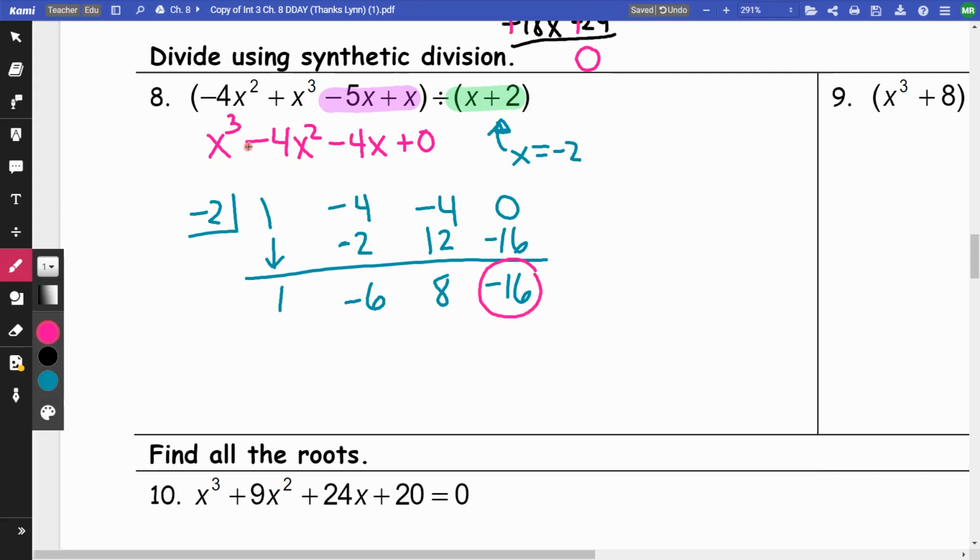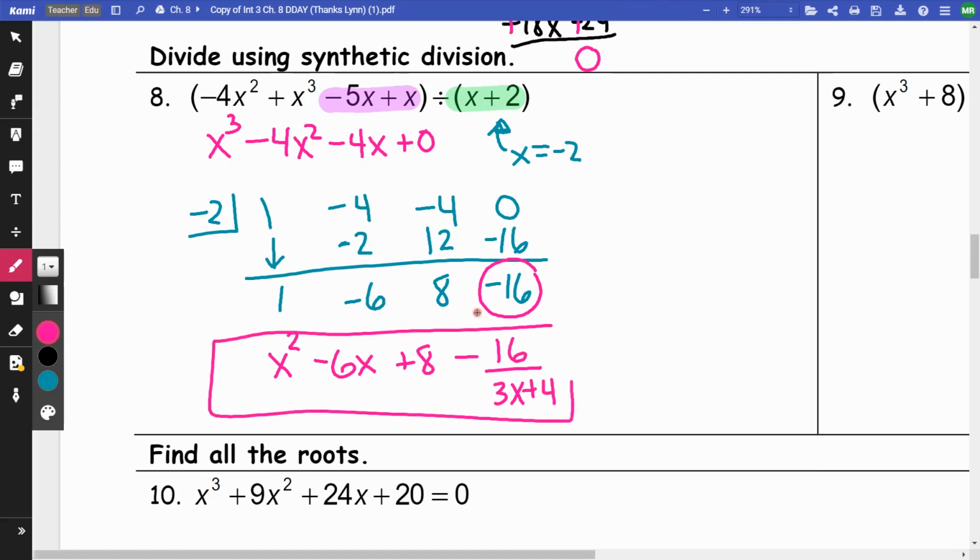So when I start with degree 3 and I do one round of synthetic division, this is now going to be a degree 2, 1 degree less. So this is x squared minus 6x plus 8, and then this is minus 16 over 3x plus 4. And that's our answer.